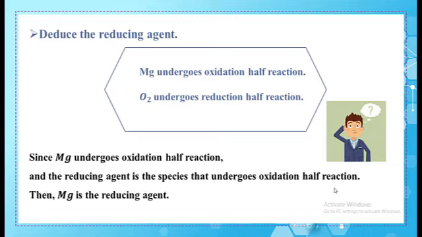So please don't miss any information, because the verb deduce is an action verb that needs justification. So you can't say only Mg undergoes oxidation half reaction, so it's the reducing agent. You should say that because the species that undergoes oxidation half reaction is said to be the reducing agent, so Mg is the reducing agent.